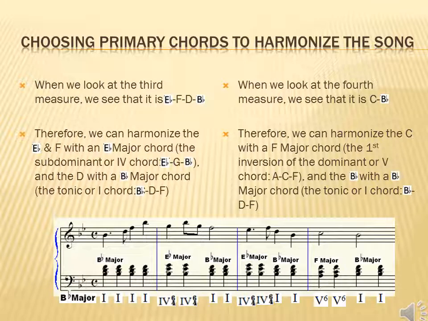When we look at the third measure, we see that it is E flat, F, D, B flat. Therefore, we can harmonize the E flat and F with an E flat major chord, the subdominant or 4 chord, E flat, G, B flat, and the D with the B flat major chord, the tonic or 1 chord, B flat, D, F. When we look at the fourth measure, we see that it is C, B flat. Therefore, we can harmonize the C with an F major chord, the first inversion of the dominant or 5 chord, A, C, F, and the B flat with the B flat major chord, the tonic or 1 chord, B flat, D, F. And it sounds like this.